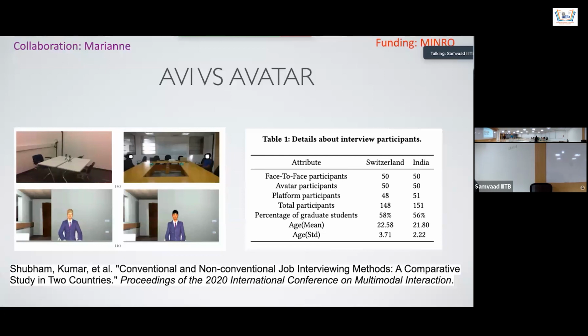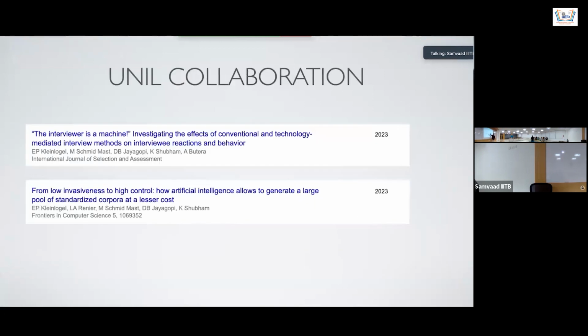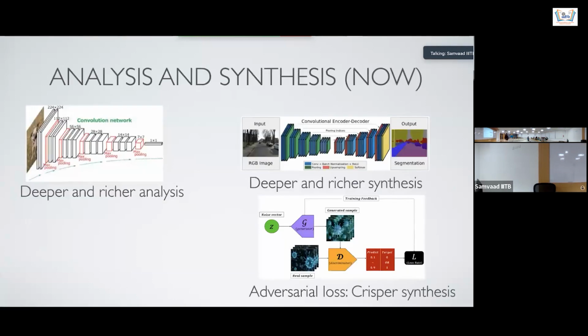This work Kumar carried out while he also traveled to Lausanne for a few months, and this was well appreciated. This whole work we later wrote up as a paper, which eventually got published in a psychology venue, the International Journal of Selection and Assessment, together with a few other collaborators. And subsequently, we also collaborated on a few other things. I will talk about it later. This was another work that came out through this UNIL collaboration.